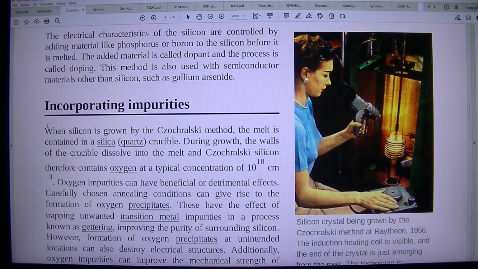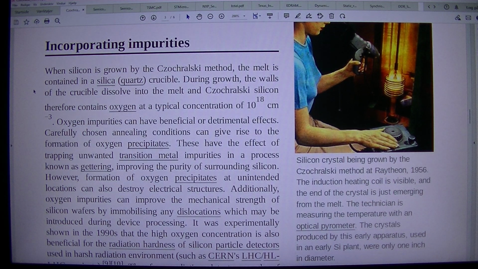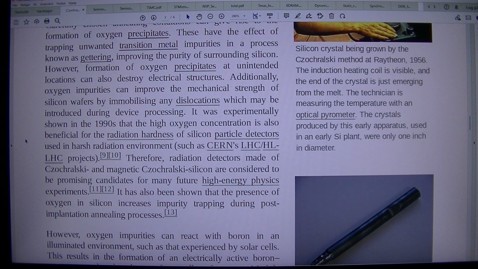Incorporating impurities. A puller rod with seed crystal for growing single-crystal silicon by the Czochralski method. When silicon is grown by the Czochralski method, the melt is contained in a silica (quartz) crucible. During growth, the walls of the crucible dissolve into the melt and Czochralski silicon therefore contains oxygen at a typical concentration of 10^18 cm^-3. Oxygen impurities can have beneficial or detrimental effects. Carefully chosen annealing conditions can give rise to the formation of oxygen precipitates. These have the effect of trapping unwanted transition metal impurities in a process known as gettering, improving the purity of surrounding silicon. However, formation of oxygen precipitates at unintended locations can also destroy electrical structures.